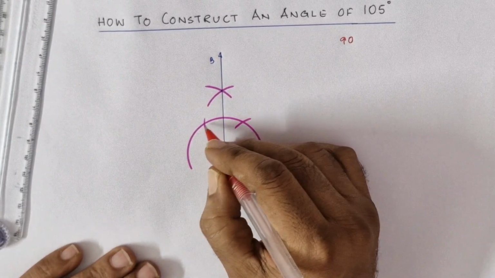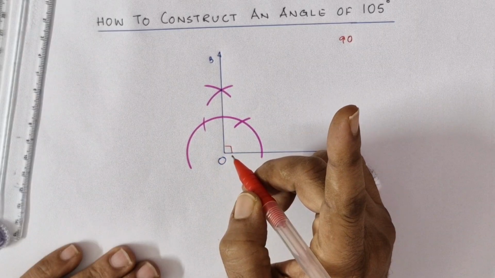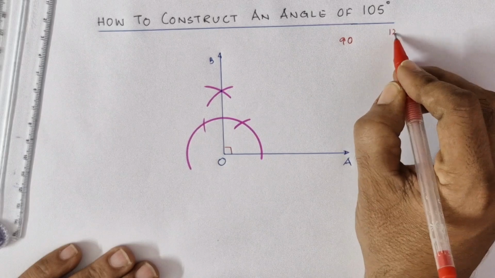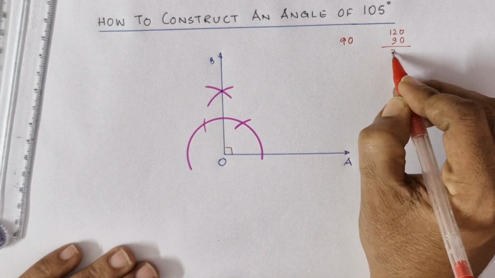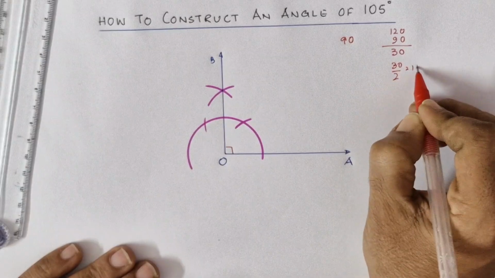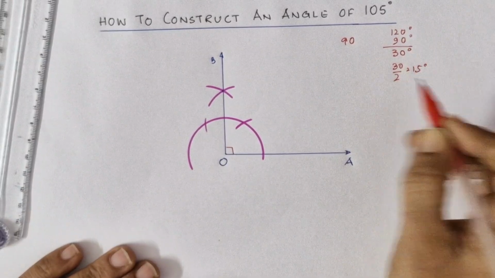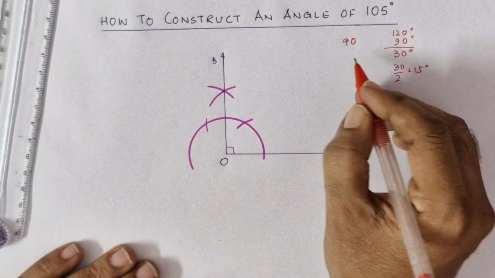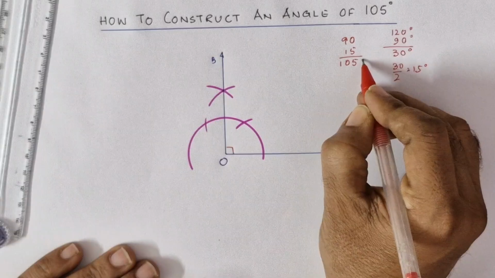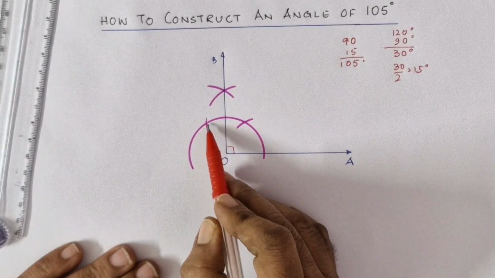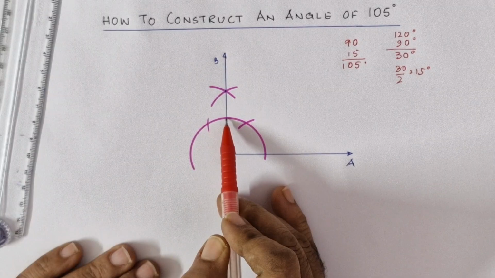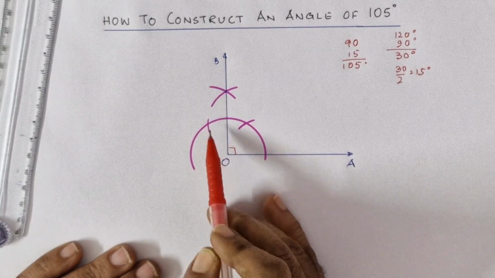So let's see, if I bisect this 90 and 120, I'll get what? 15, because 120 minus 90 is 30. If I divide this 30 by 2, I'll get 15 degree. Now I already have 90. If I add 15 to it, what will I have? I'll have 105 degree. So I need to bisect this area. This is 90 degree. So this particular point and this particular point, I need to bisect this. Okay, so let's see.